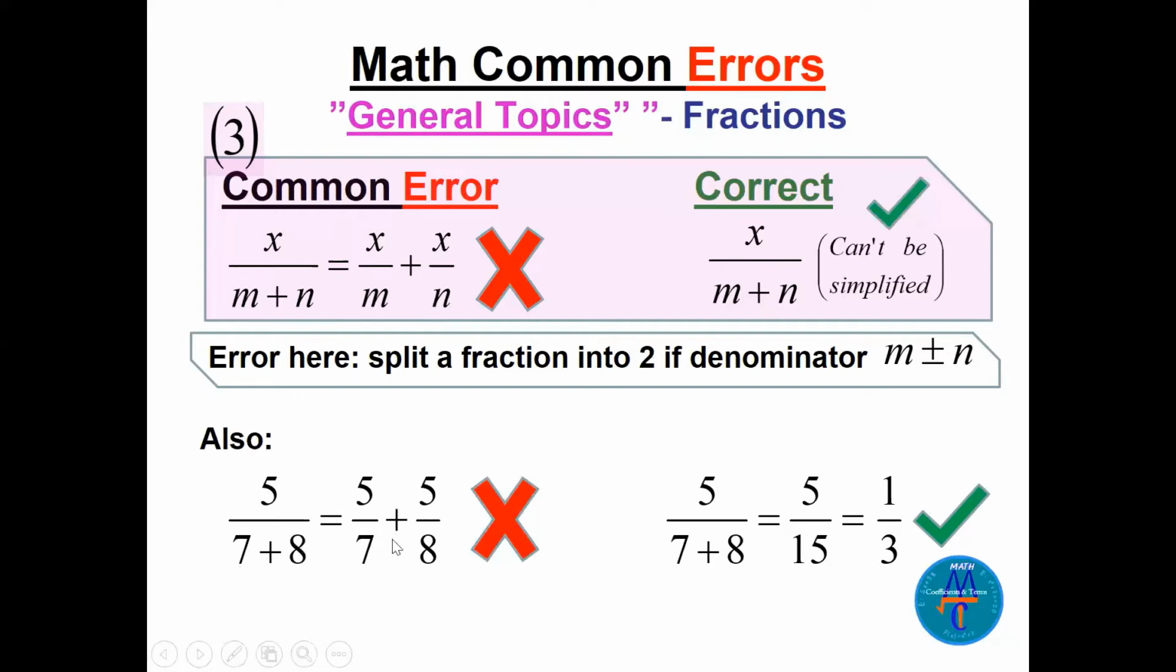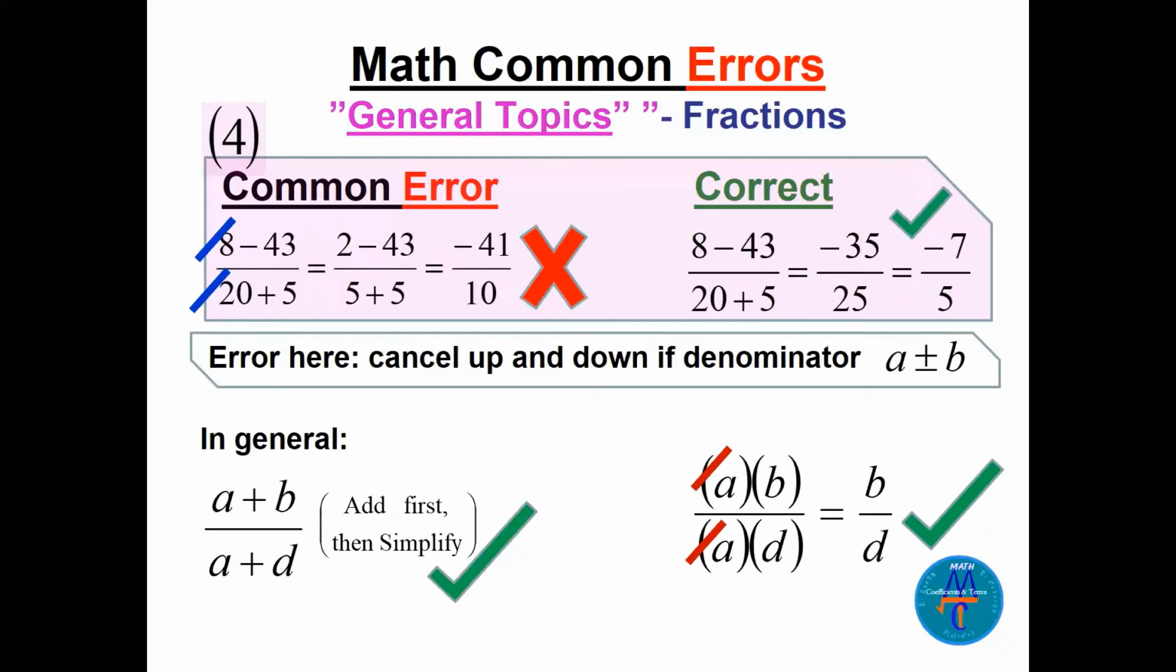This is an example here: 5 over 7 plus 8. You cannot write 5 over 7 plus 5 over 8. This is a common error, a common mistake in mathematics. Instead, leave the 5, add 7 and 8 to get 15. Now you have one number up, one number down. Divide by 5, and you get 1 over 3. You can pause any time and read it, check the error, to avoid using that in any place you like.